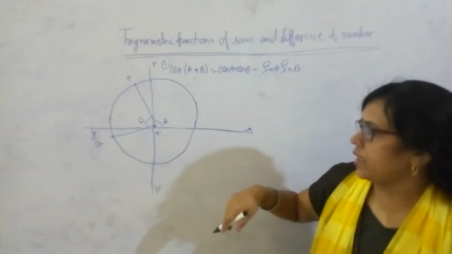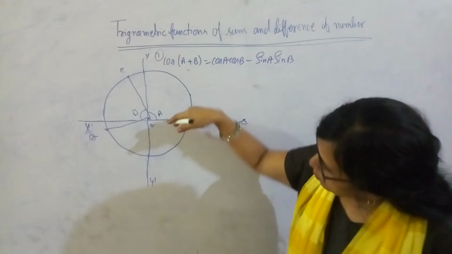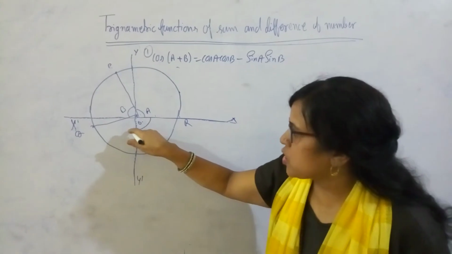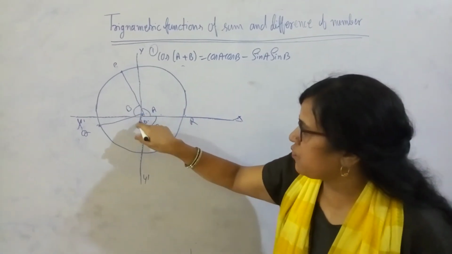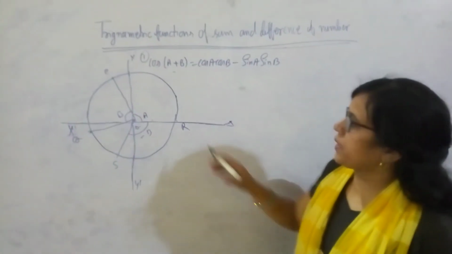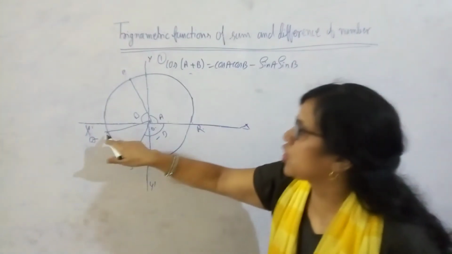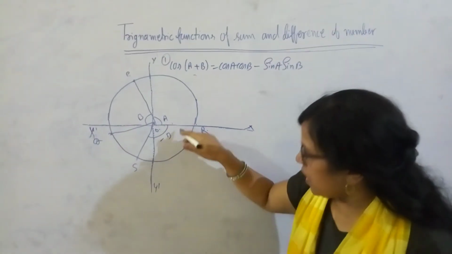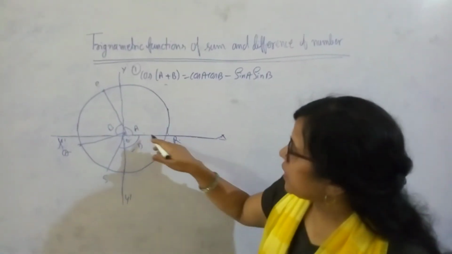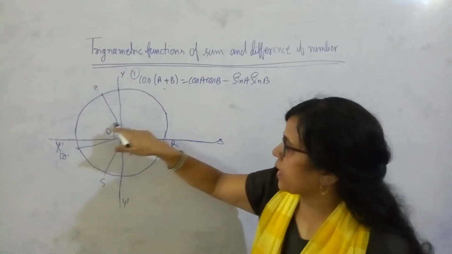Now we can give any notation R, and in the opposite direction we will suppose angle minus B. Suppose this is minus B and which forms S. So firstly I want to explain: ROP is angle A, POQ is angle B, and in the opposite direction the same angle ROS, and here angle ROQ forms angle A plus B.